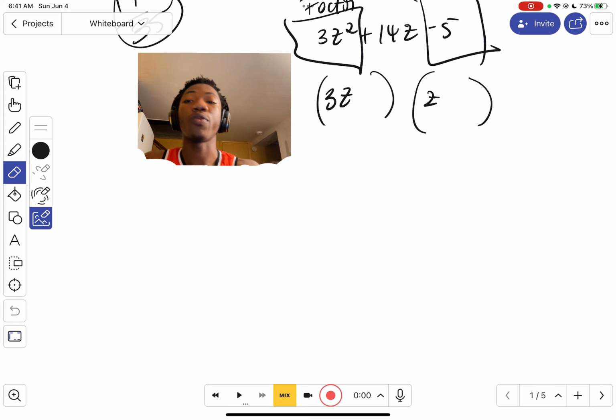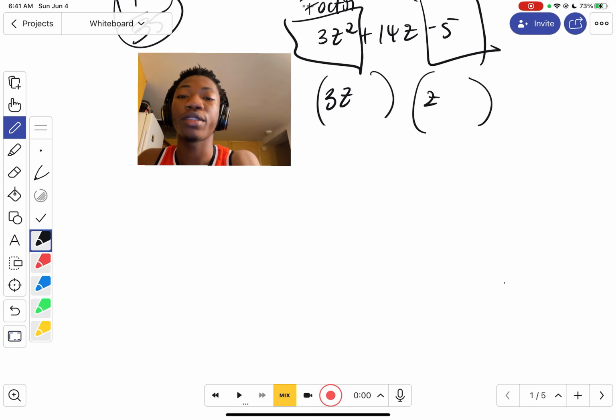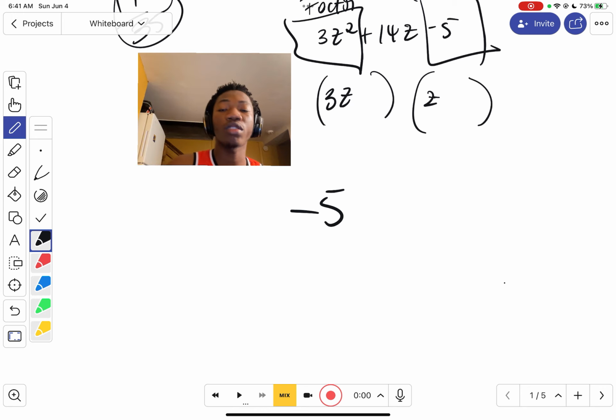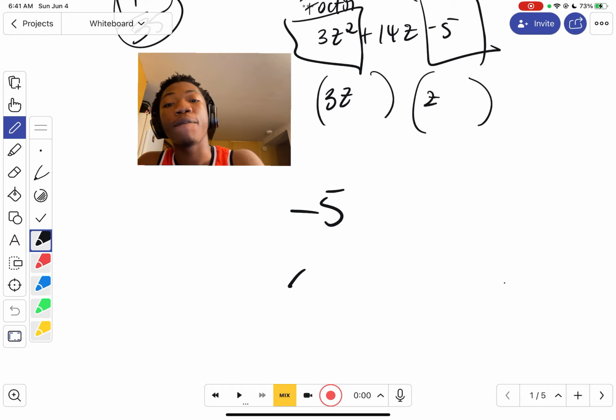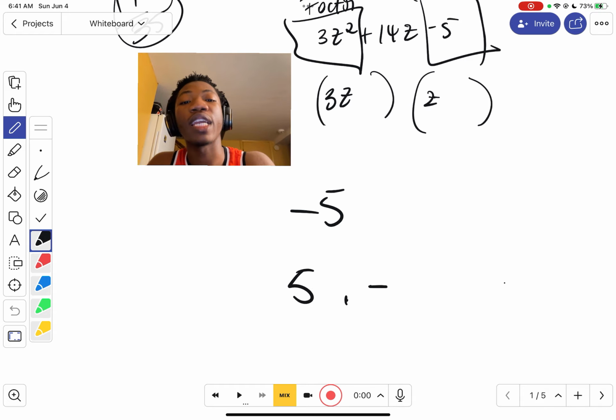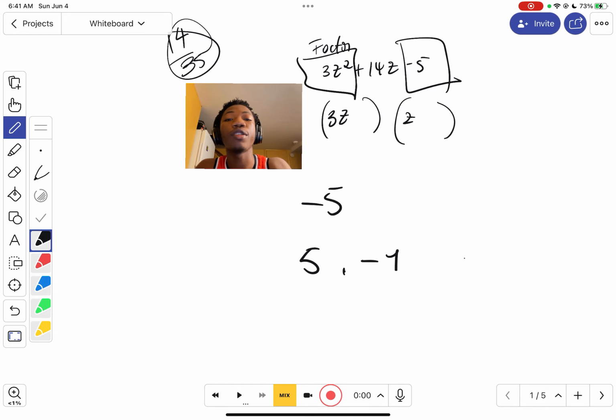So -5, which numbers can give you -5? Which numbers, when you multiply them, the answer can be -5? The only numbers that I'm thinking about are +5 and -1. It can also be +1 and -5, and nothing else. So we're gonna use those numbers.